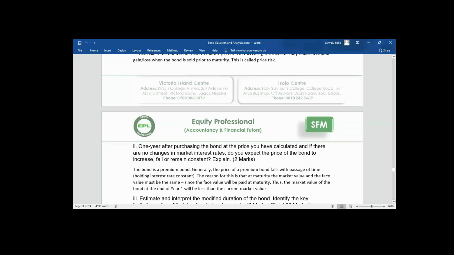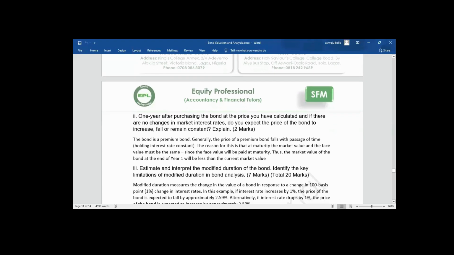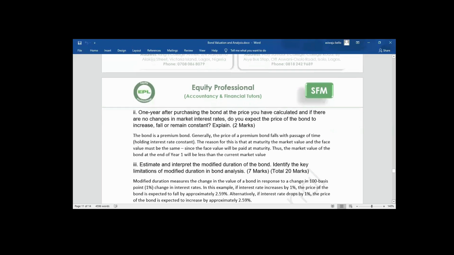The last aspect of this question: estimate and interpret the modified duration of the bond. The next question is, what is modified duration?